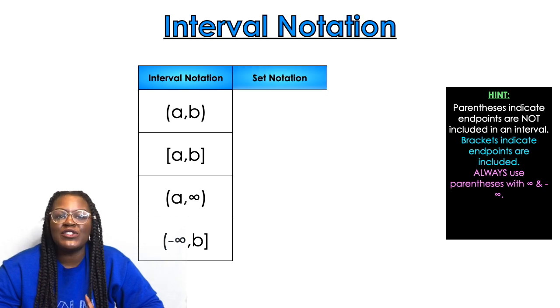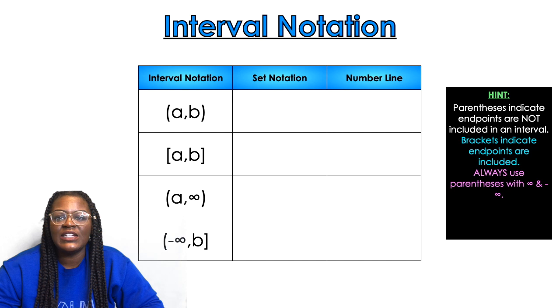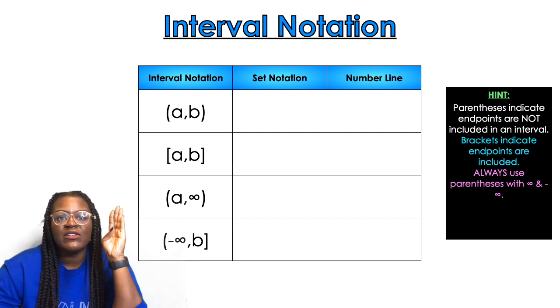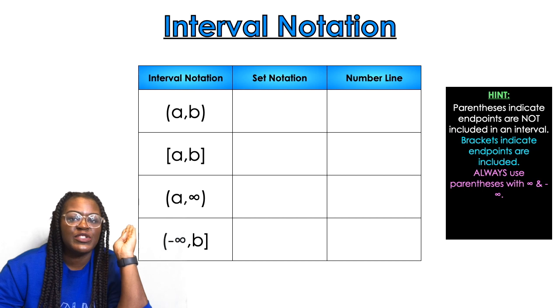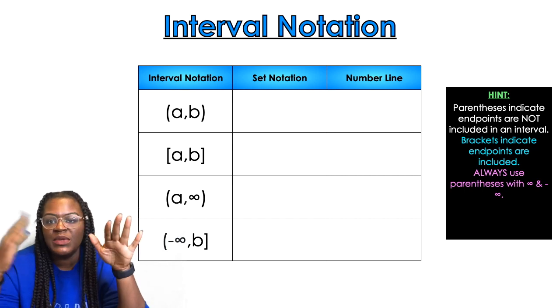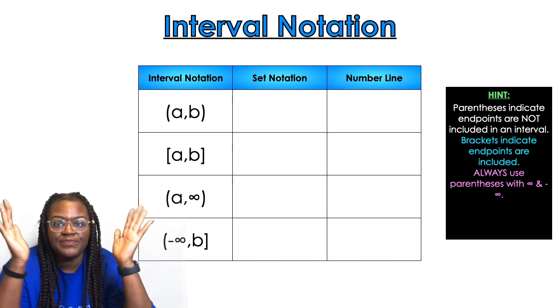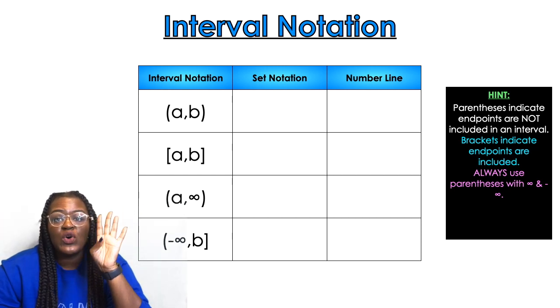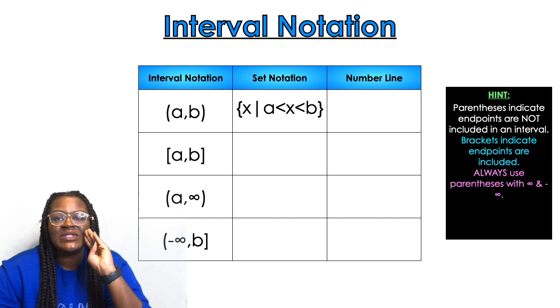Anyway, so I'm going to show you what set notation looks like and what the notation looks like on a number line, okay? So if I have parentheses, A, B, close parentheses, in set notation, what that notation basically means is numbers between A and B. So pretend like A is 1 and B is 25. It's numbers between A and B, okay? But it doesn't include A and B, all right? So this is set notation.